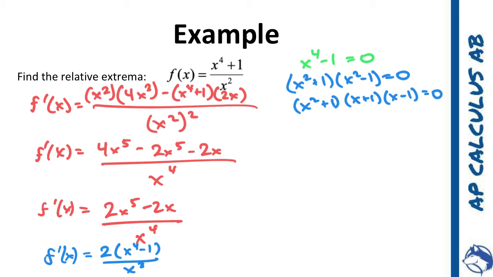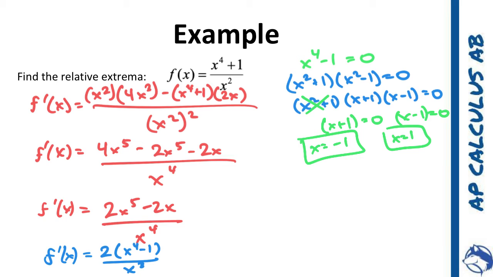Well, if I set each individual piece equal to 0 now, because of the zero product property, I'm going to get just a positive value for that x squared plus 1. There's just no way that that's not going to be a positive value, so I don't have to worry about this one right here. Now I have to look at x plus 1 is equal to 0 and x minus 1 is equal to 0. So for both of those, I'm going to get negative 1 and 1. And that takes care of the top.